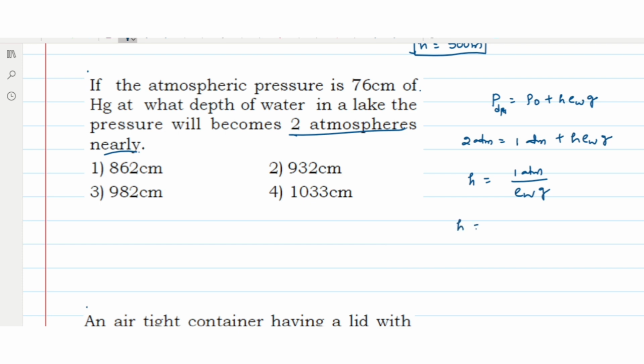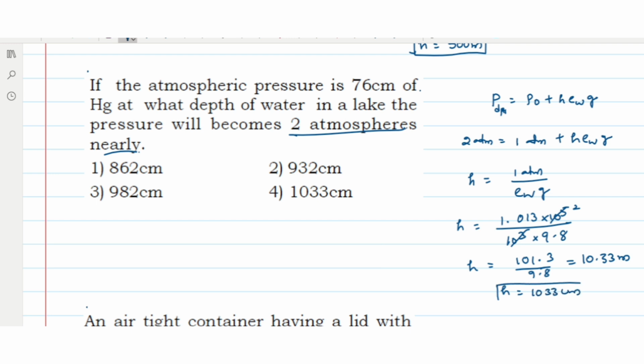We know the 1 atmosphere value is 1.013 into 10 power 5 pascal, divided by the density of the water, which is 10 power 3, into the g value, which is 9.8. The 10 power 3 and 10 power 3 get cancelled. Here we get the h value as 101.3 by 9.8, which is nearly 10.33 meters. They are asking in centimeters, and 1 meter equals 100 centimeters, so we get 1033 centimeters. This is the depth of the lake.